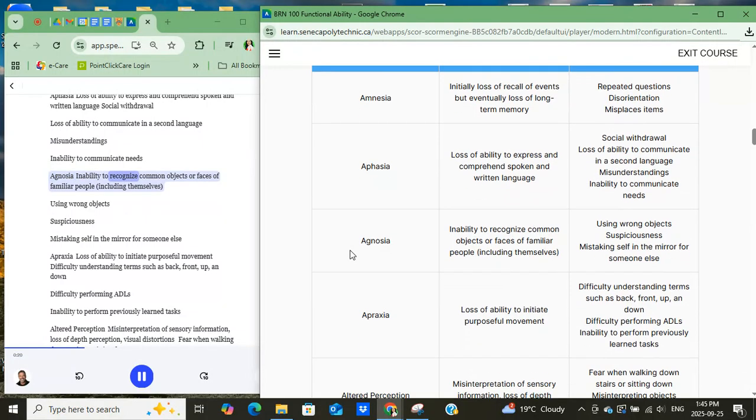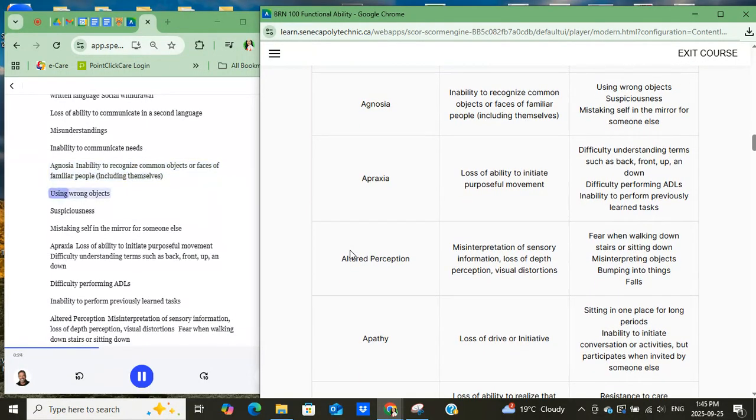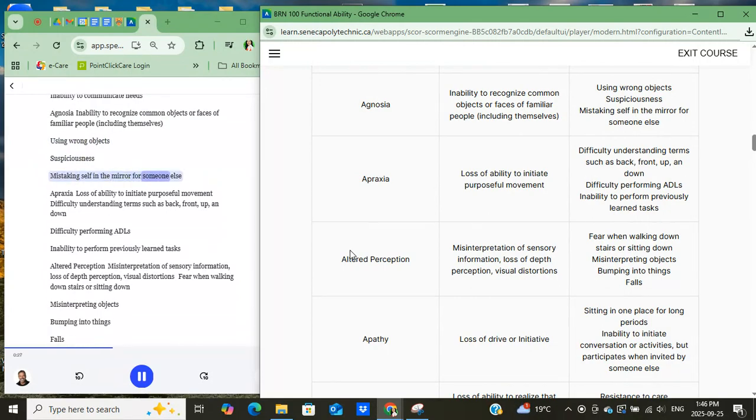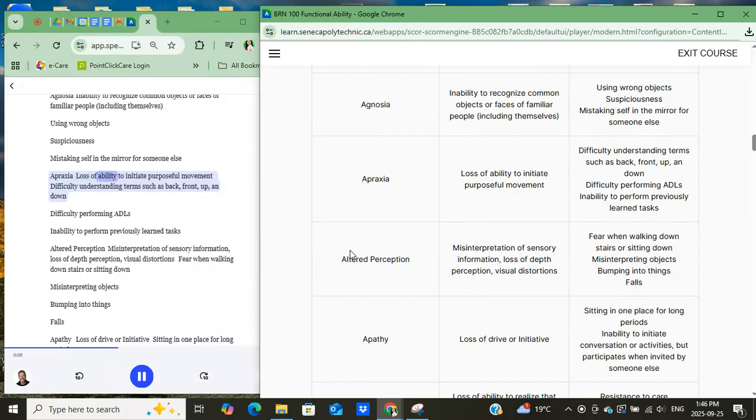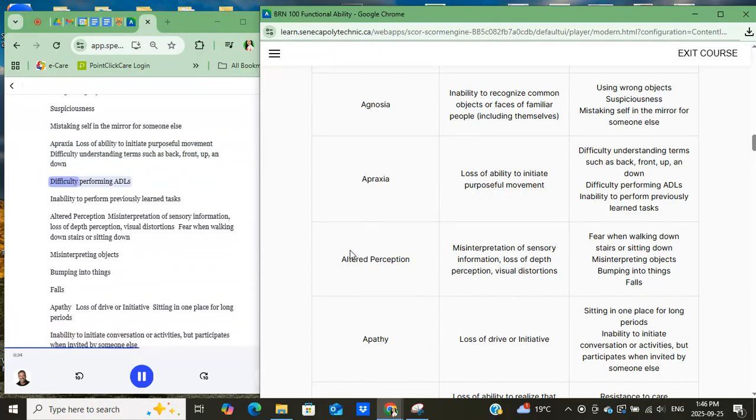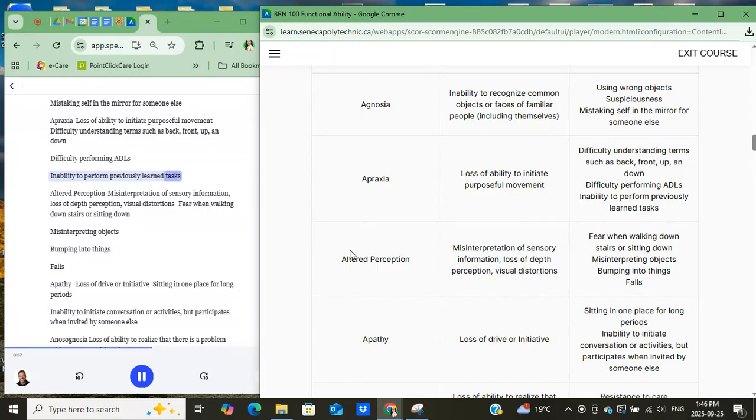Agnosia: inability to recognize common objects or faces of familiar people, including themselves; using wrong objects, suspiciousness, mistaking self in the mirror for someone else. Apraxia: loss of ability to initiate purposeful movement, difficulty understanding terms such as back, front, up, and down; difficulty performing ADLs, inability to perform previously learned tasks.